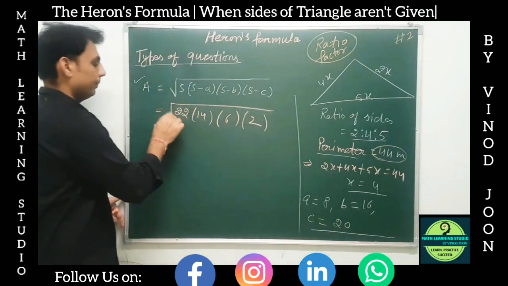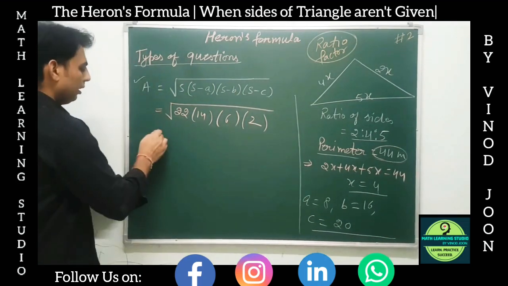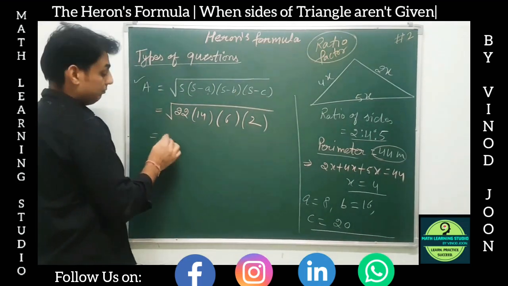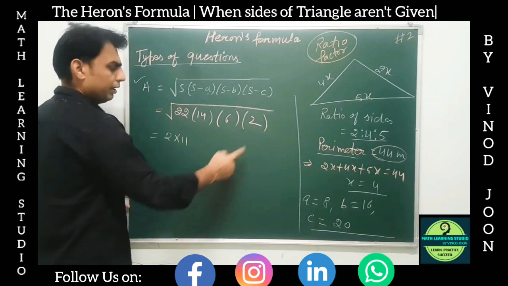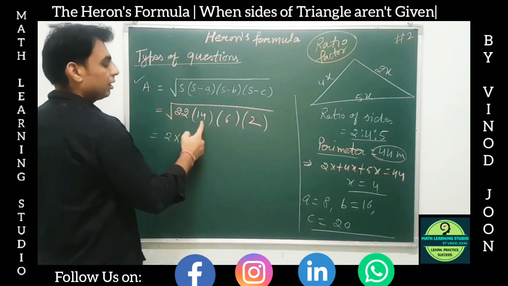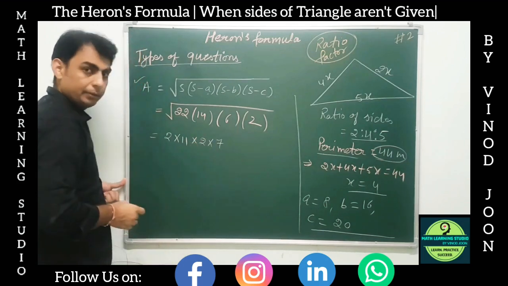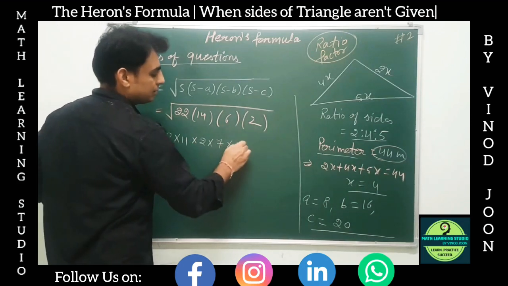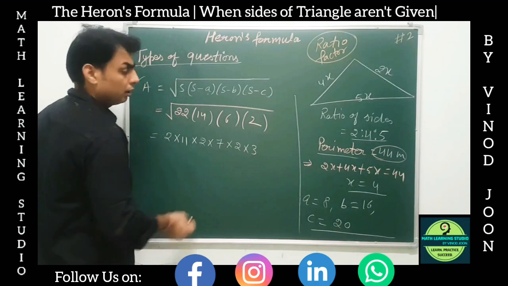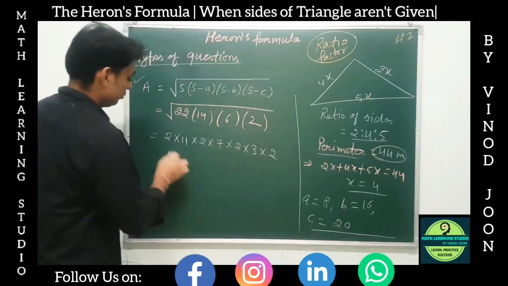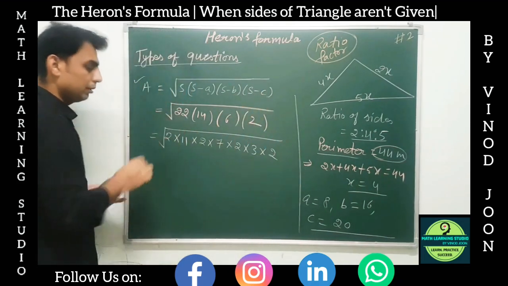So under the root, so multiply में, है ना? Now 22 क्या लिख सकते हैं हम? 2 into 11. एक 2 पहले से है मतलब एक पेयर बन जाएगा. 14 can be written as 2 into 7. 6 can be written as 2 into 3 and then multiplied by 2. This is complete under the root.